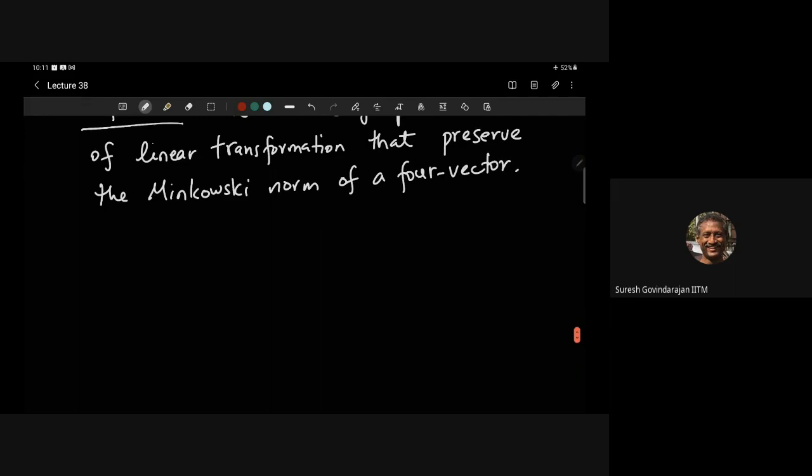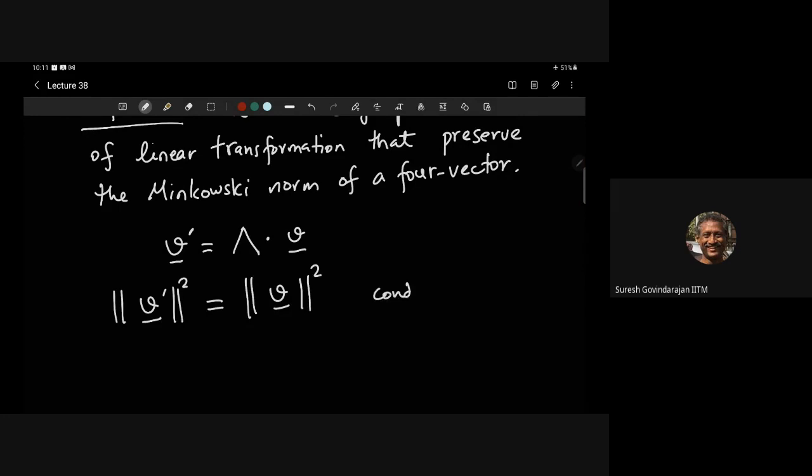So what do we mean by that? Suppose we have, so let's write a linear transformation. We'll write it like this: V prime equals lambda V, where lambda is any 4 by 4 matrix, not necessarily a Lorentz group element, and we have the condition that the norm of V prime squared should be exactly equal to the norm of V squared. This is the condition. Okay, and the reason to do this is, similar remark, this is how we obtained the orthogonal group.